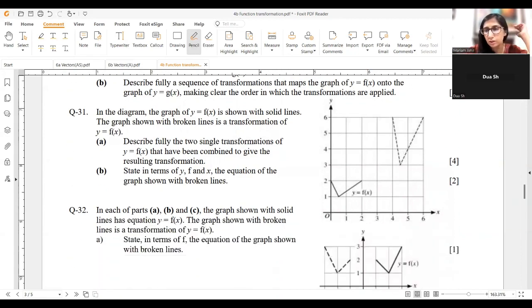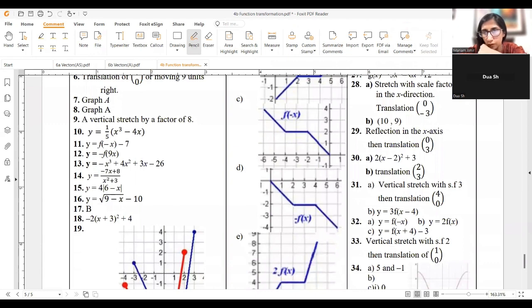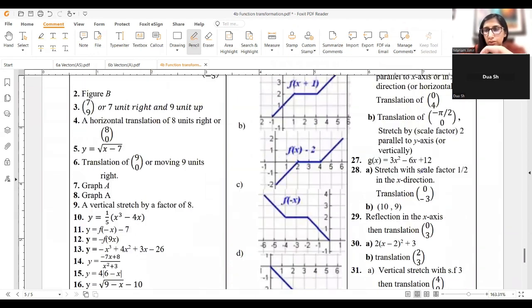Question 30. One second. This is translation 2, 3, that cannot be correct.